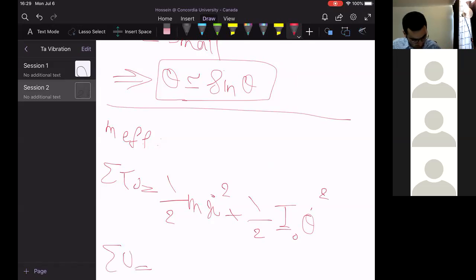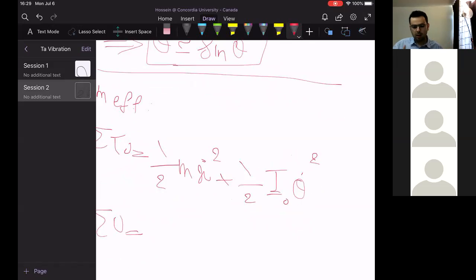The total potential energy is equal to the energy that is stored in the springs. In the upper mass, we have a spring with a stiffness K1. Therefore, the potential energy would be 1/2 K1 x1 squared, plus the lower spring has the potential energy of 1/2 K2 x2 squared.